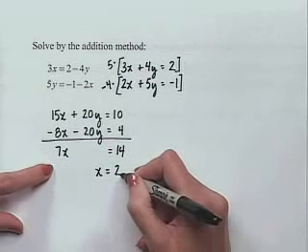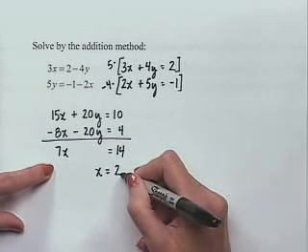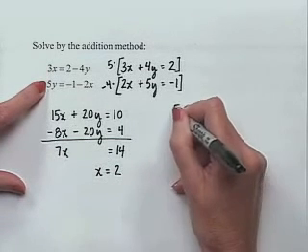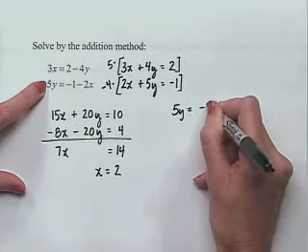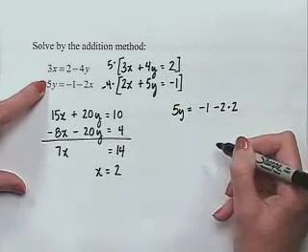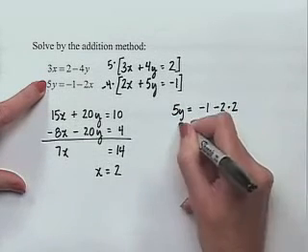We now back substitute to find a value for y. So, for instance, in our second equation, we have 5y equals negative 1 minus 2 times our value of x, which I'm going to write down, go ahead and substitute in as 2.